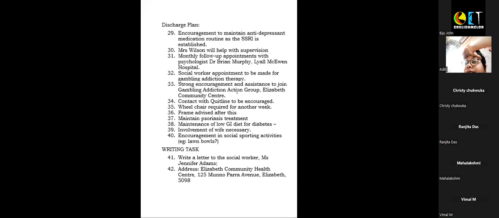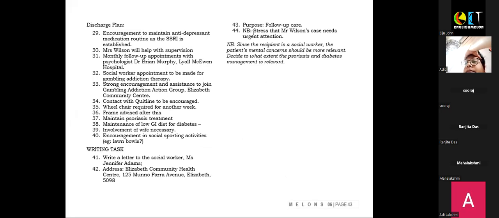But then in the writing task, in the discharge plan, is there any kind of assessment mentioned here? No, sir, they did not mention assessment, only the follow-up care. Already we have assessed everything. Oh, yeah. In the writing task itself, they stressed that they need urgent attention. Attention is okay, but assessment is something different. Assessment is, yeah, you're right. Absolutely correct, because assessment has been done. That's why treatment has been provided, right?